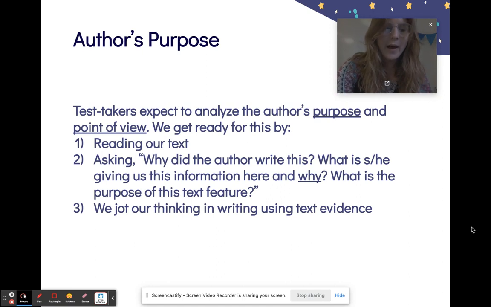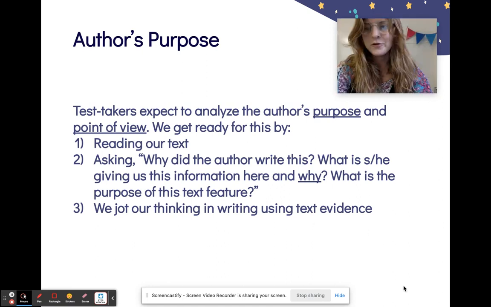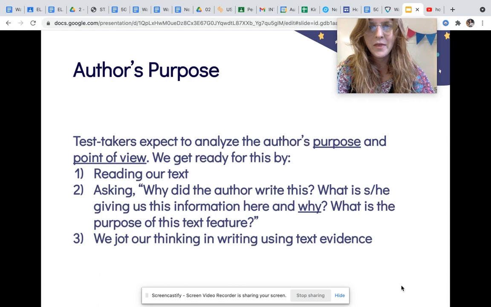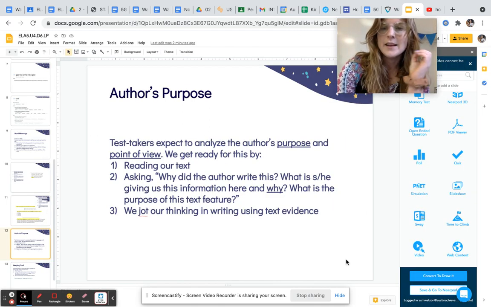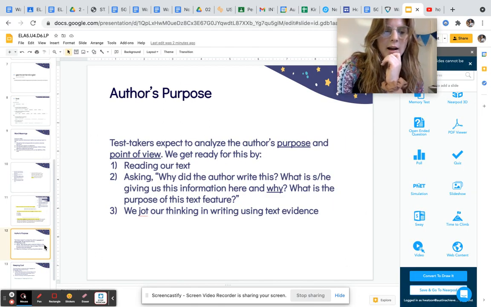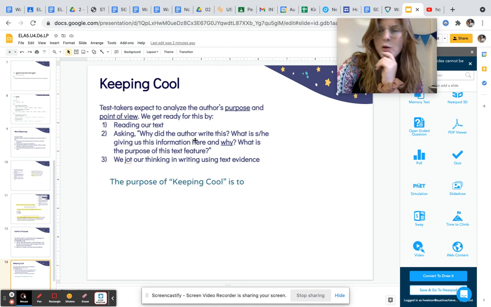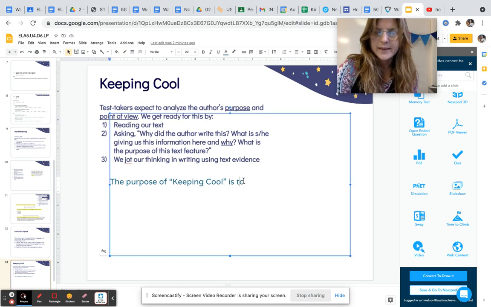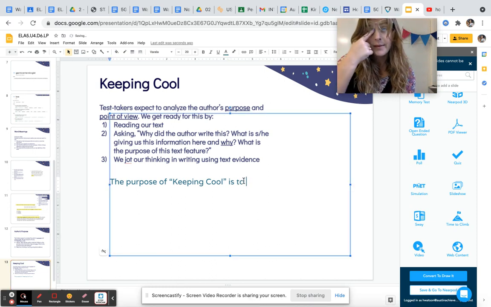Alrighty, so I'm going to go ahead and try this with the koala passage that we read yesterday. So if we look at Keeping Cool, we've already read our text, so I don't think there's a need to do that again. We want to ask, why did the author write this? Why is he or she giving us this information? I'm going to start with the question of why did the author write this?